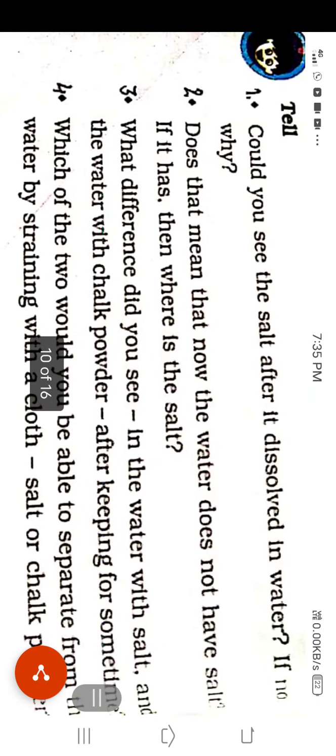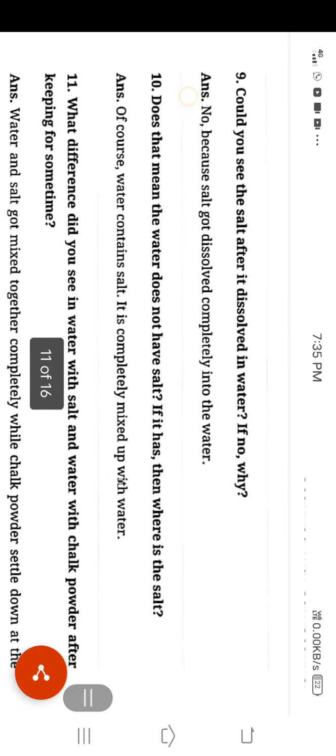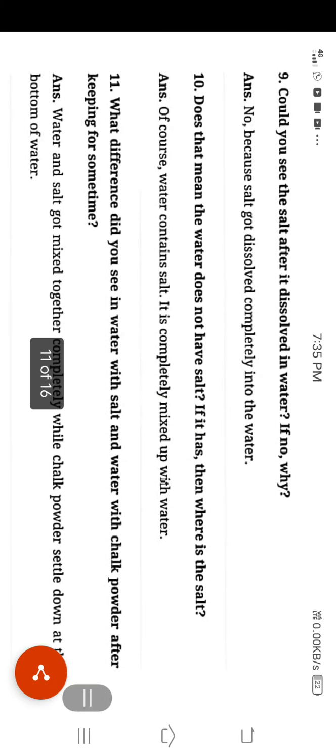Some questions are there. Let's read carefully. Now I will give you the answers to all these questions. This is question number 1. Could you see the salt after it dissolved in water? If no, why? The answer is no, because salt got dissolved completely into the water. Salt can completely dissolve in water, that is why we cannot see it.